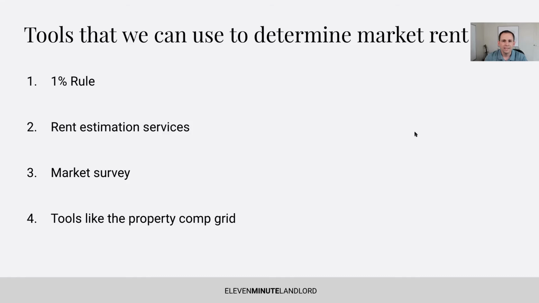Now, some of the rules that we can use to determine what the market rent should be: there's a 1% rule, which is kind of a rule of thumb type approach. You can use rent estimation services, which are basically websites, some free, some paid. You can use a market survey, and then you can use a tool like a property comp grid, or property comparison grid.